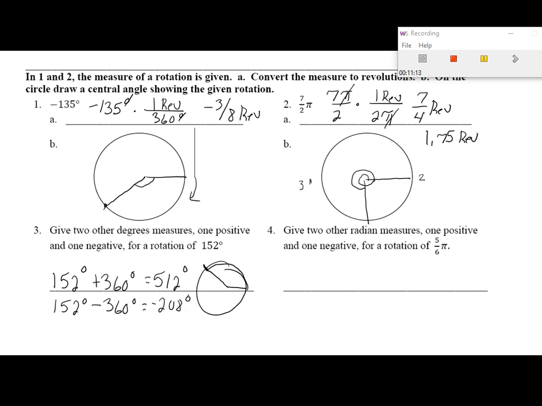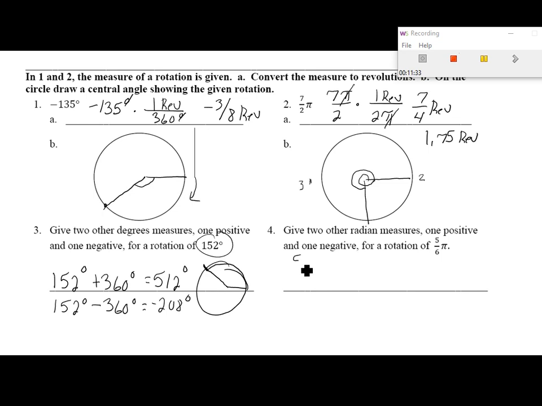I could play that game forever. I could keep adding 360 and I could keep subtracting 360. Now in this case, I was in degrees, so notice I used degrees. Well, check out number 4. Give 2 other radian measures, one positive and one negative, for a rotation of 5 pi 6ths.